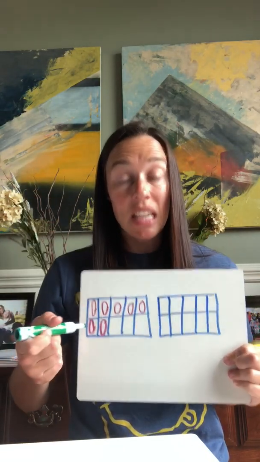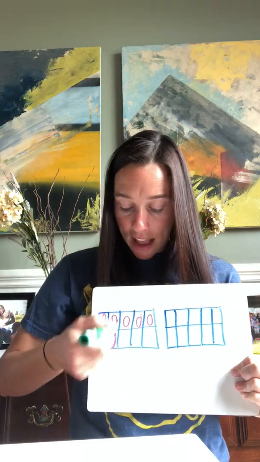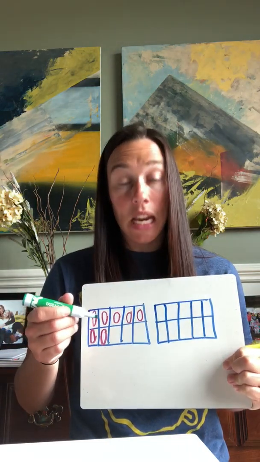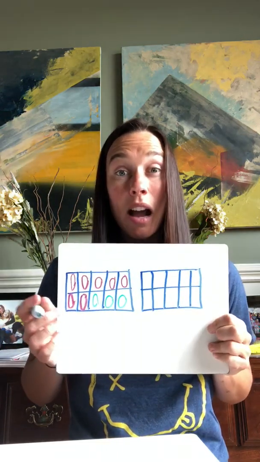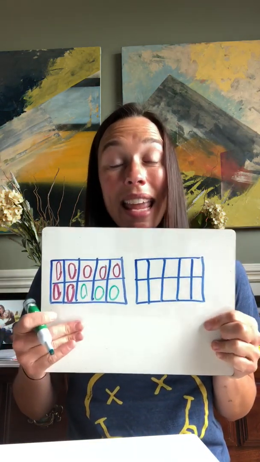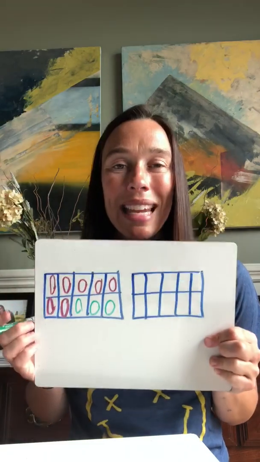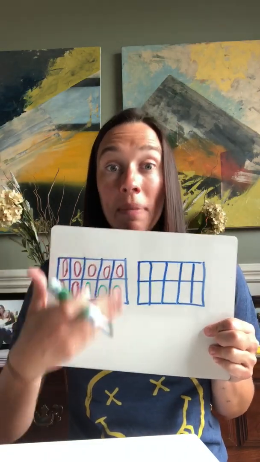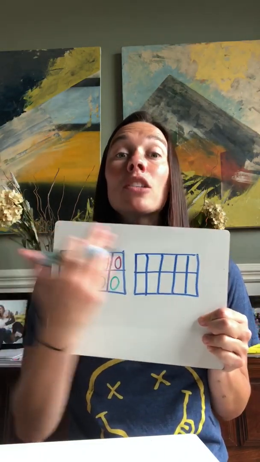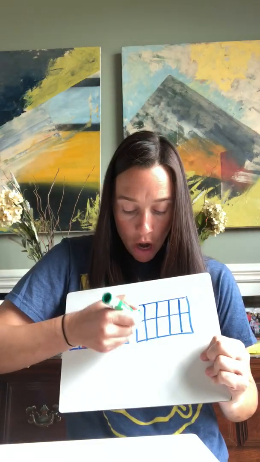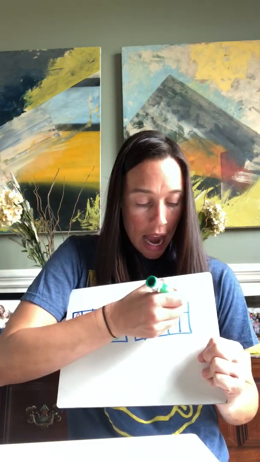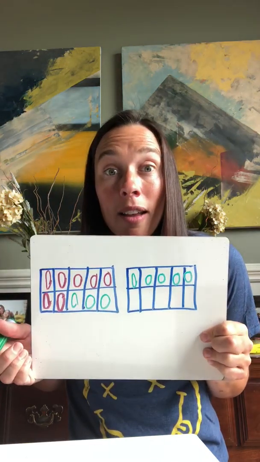So watch this. I see that I have 7 and I've got to get to 15. So I can make a 10. Do you see how I made a 10? So now I'm at 10. How many more do I need to get to 15? I'm at 10. 10 plus what equals 15? 5. So you know exactly how many you need to get there.